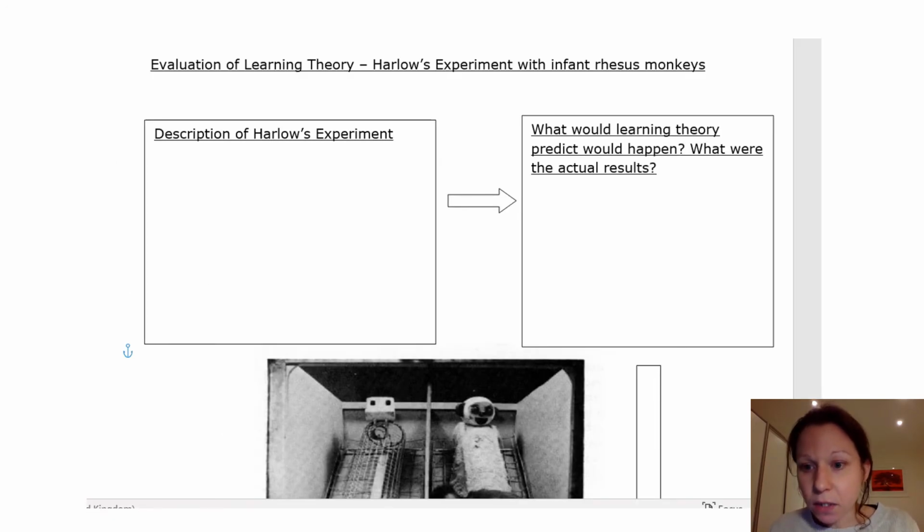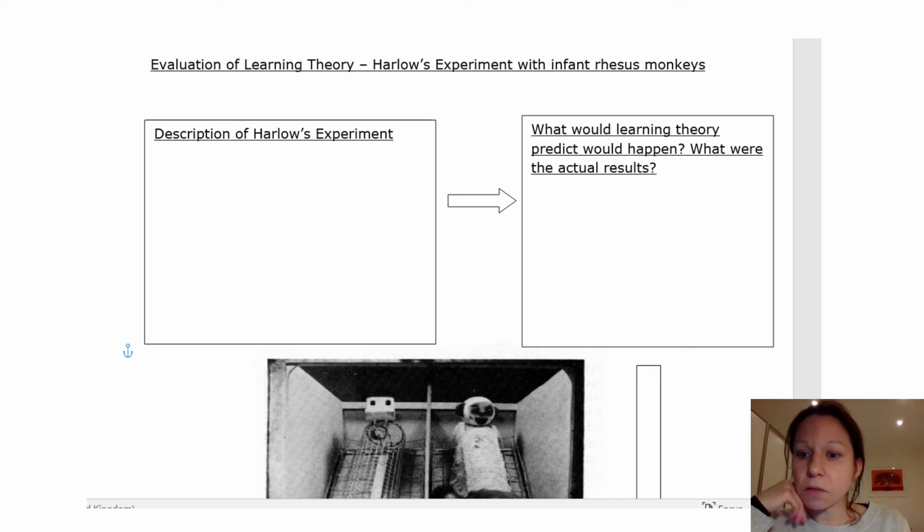So having done that, I've shared with you the Word document that I've just done a screenshot of here. It's called Harlow's Monkeys on your assignment. And again, it's prompting you to think, right, what did Harlow do? So just very briefly, what was the description of Harlow's experiment? What would learning theory predict would happen? If learning theory is right, what would we have expected to see happen to those monkeys? Which of the surrogate mothers would we have expected them to go to? And then compare that with what did happen.